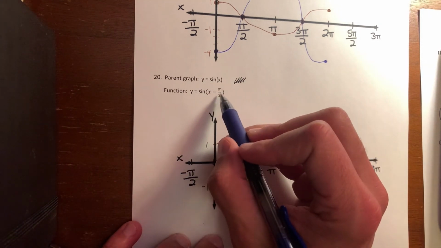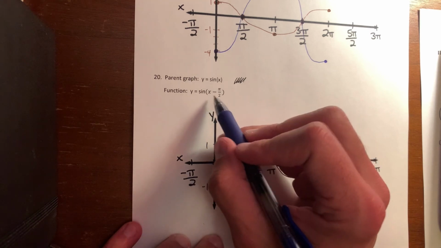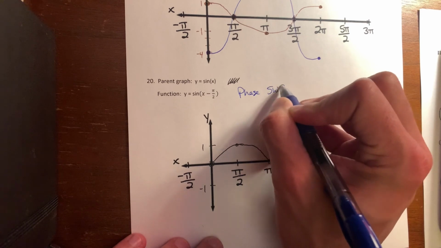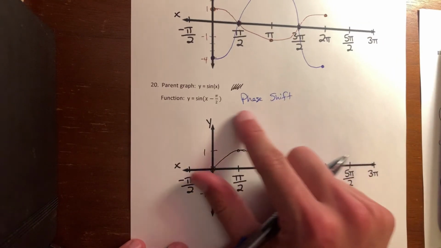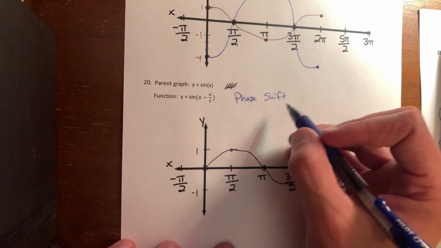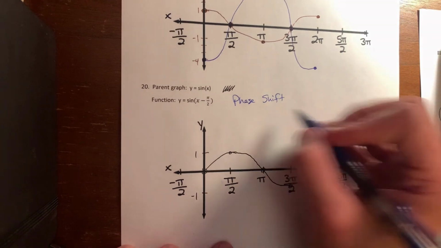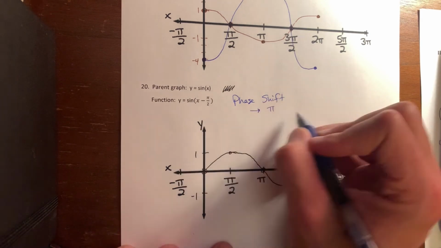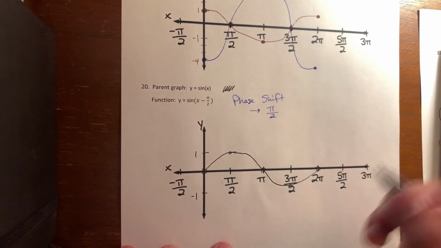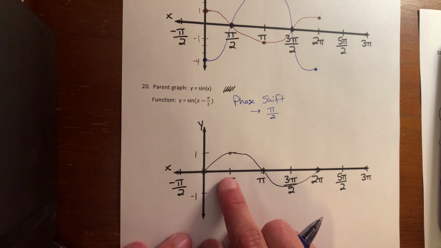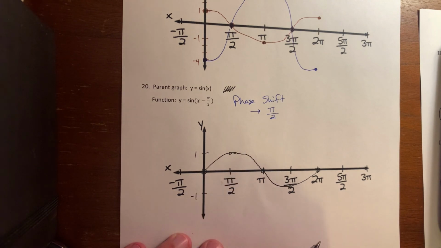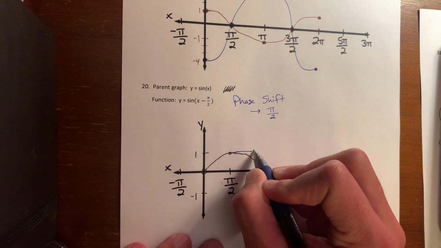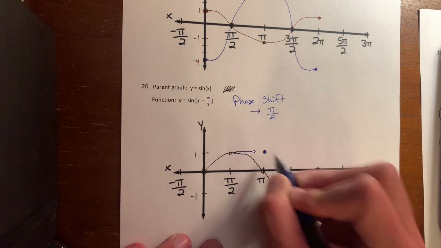But the additional value in here is this minus pi over 2. That would affect a phase shift, because that's in the C position in my equation. So I want to think about my direction and how many units it's moving. The minus means I'm moving right, and I'm moving pi over 2 units. Thinking about my x-axis, pi over 2 is just one tick mark. So this means I'm moving every one of my points to the right by 1 unit from where it was in the parent graph.